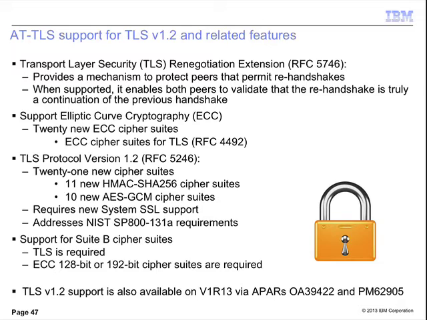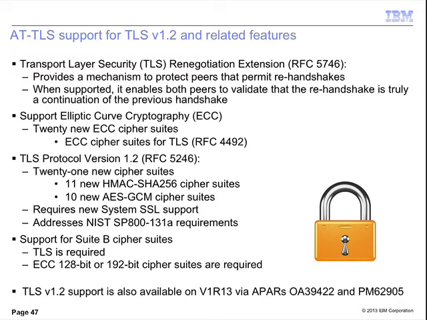So for instance, the very top bullet talks to a renegotiation extension that System SSL implemented a couple of releases back, and we've had some informal support before, but now in 2.1 you will be able to select that you want to use that extension through our Configuration Assistant. In R13, System SSL implemented elliptic curve cryptography, 20 new ECC cipher suites, and you'll now be able, as of V2R1, to choose those suites as part of the Configuration Assistant ATTLS setup.